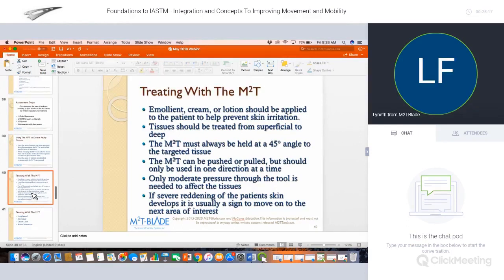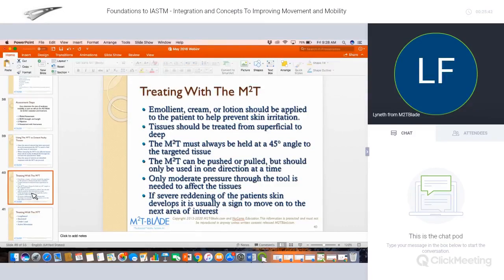we use emollient cream or lotion. So we typically recommend a cocoa butter. It's easy glide, easy to get off the skin. We're also going to treat our tissues from superficial to deep. The M2T must always be held at a 45-degree angle to the targeted tissues. The M2T can be push or pull, which should only be used in one direction at a time. Only moderate pressure to the tool is needed to affect the tissues. If severe reddening of the patient's skin develops, it's usually a sign to move on.